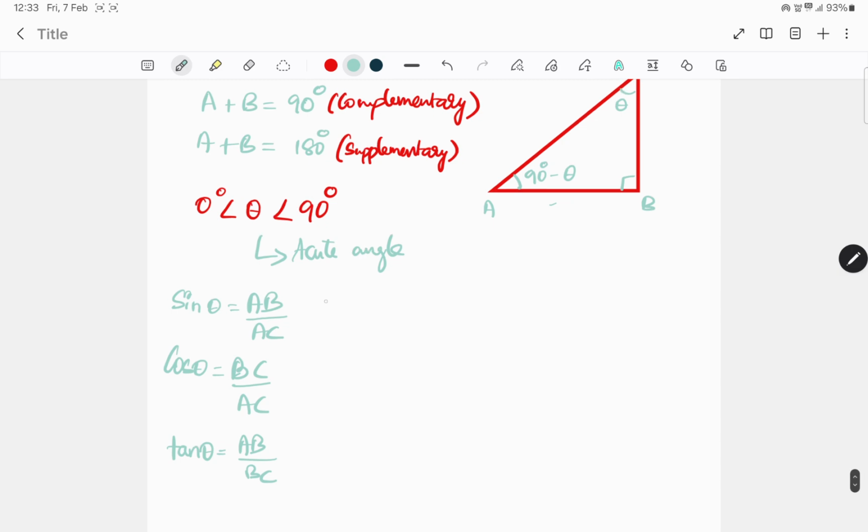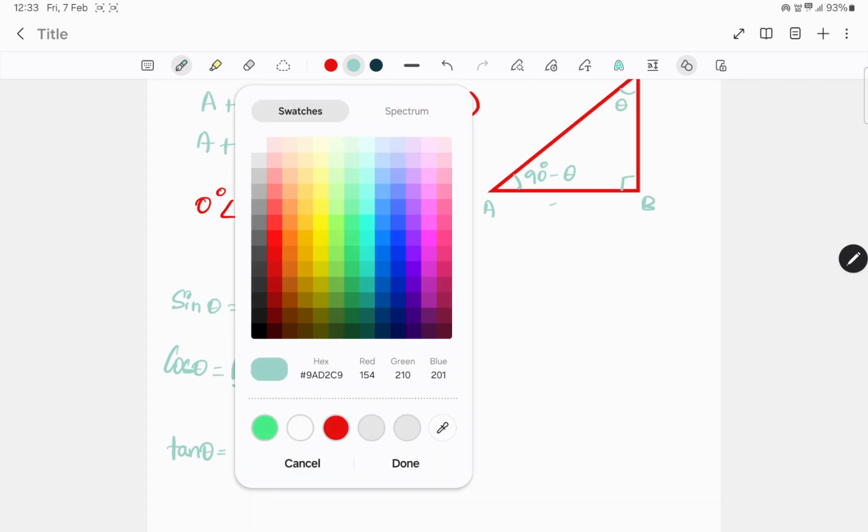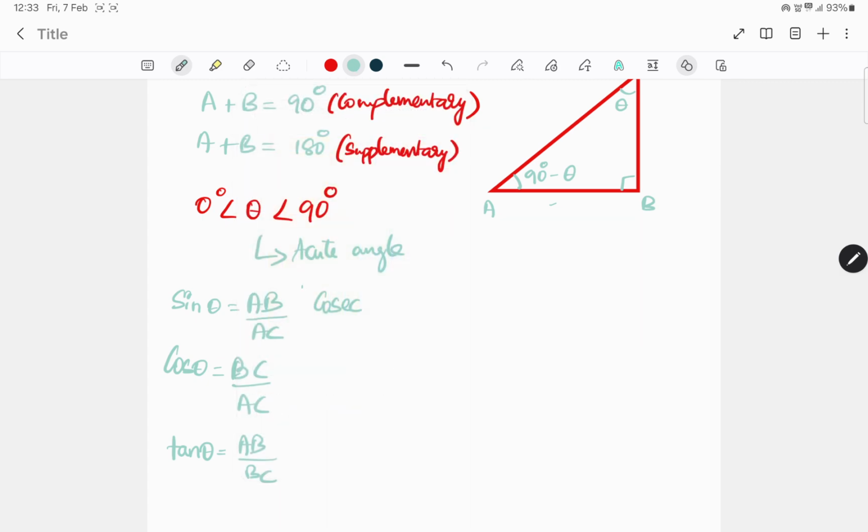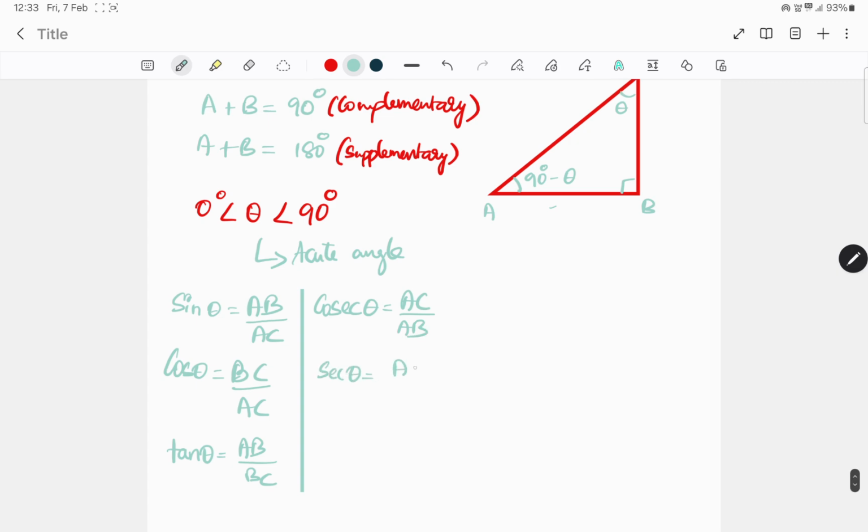Next we can find cosecant theta. Cosecant theta will be the inverse of sin theta, right? Then secant theta will be the inverse of cos theta, AC by BC. Then cot theta will be the inverse of tan theta, BC by AB. Okay, so similarly we have found all these values for theta.